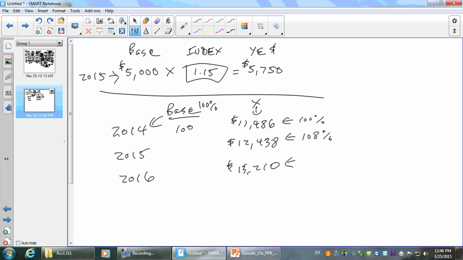Then what would you do? 13,210 would be divided by 11,486, because we want it as a percent of the base every time, right? So it'd be about 115. Ta-da. You could do them, couldn't you? That's how they're calculated. That's how we do consumer price index, and that's how we do wholesale price indexes.